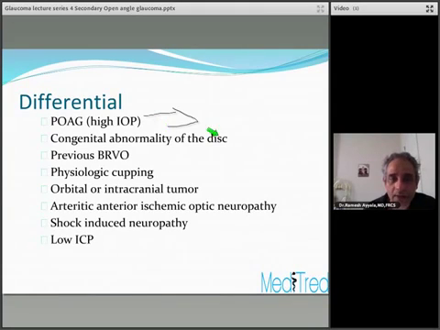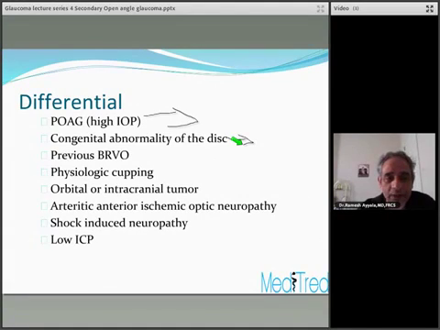Here also, it's not uncommon for these kinds of patients to be referred. Almost every month I get a couple of these patients referred to me with a congenital abnormality of the disc. It could be just a physiological cupping or a congenital optic nerve coloboma or tunnel. These patients will have normal vision fields and normal intraocular pressure, and you have to distinguish them from those with actual glaucoma.